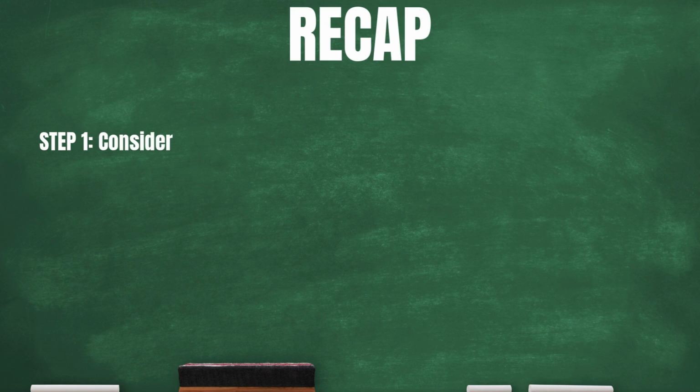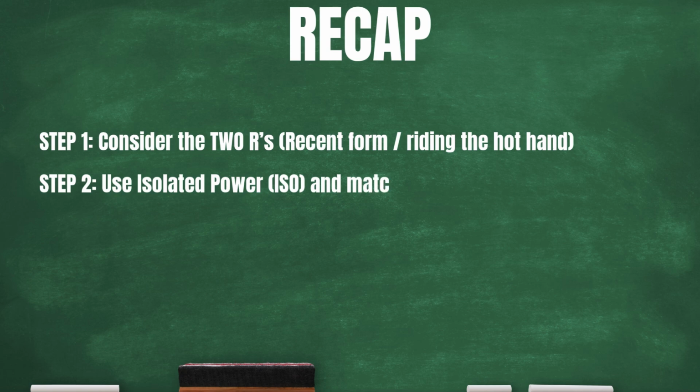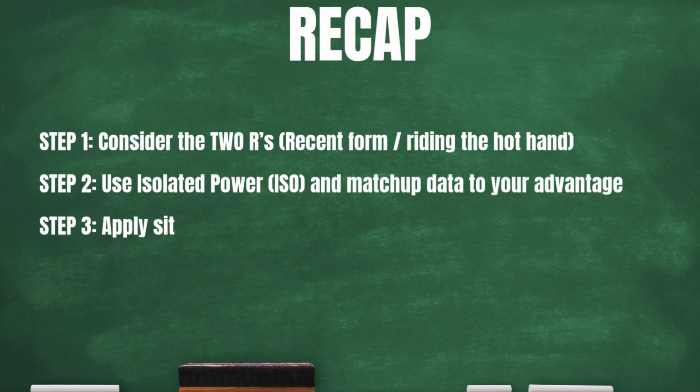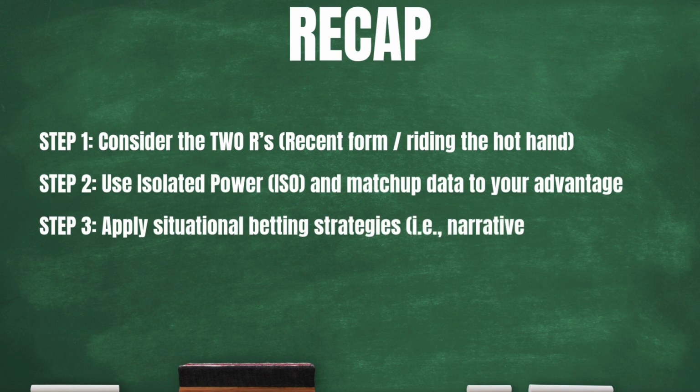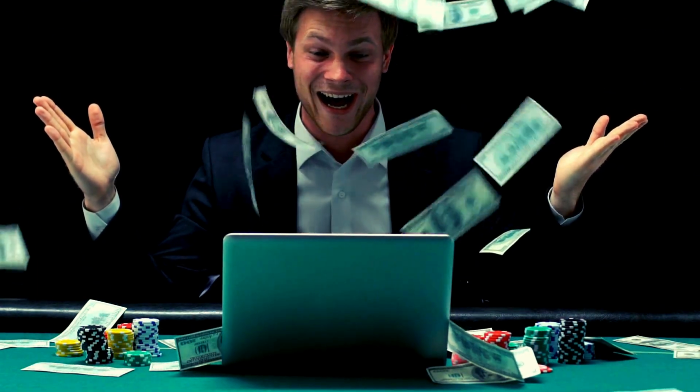To recap, step 1 of the process is to consider the 2 R's, recent form and riding the hot hand. Step 2 is to use isolated power and matchup data to determine the most likely home run hitters in a given game. And step 3 is situational betting, which is fairly self-explanatory and can't always be applied. If you approach the MLB with all of this information in mind, you'll feel a lot more confident about your home run picks going forward.